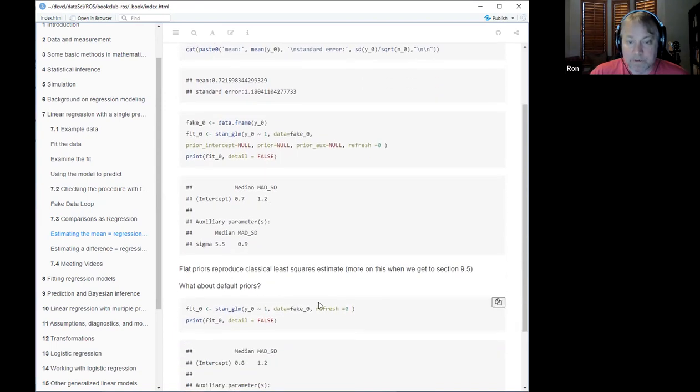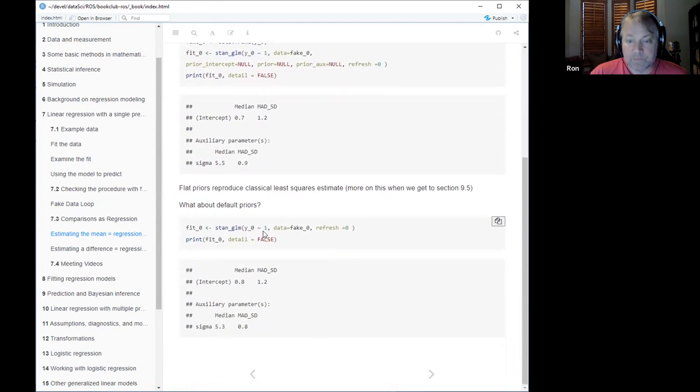Just for fun, I did take out that part, just do the default priors. It still is not so bad, right? 0.8, still 1.2. It pushes the mean a little bit to 0.8 for some reason, but I was just curious what would happen if I didn't put the flat priors in and just let it use the default priors. Seems like it comes out close enough, given the standard error, right?